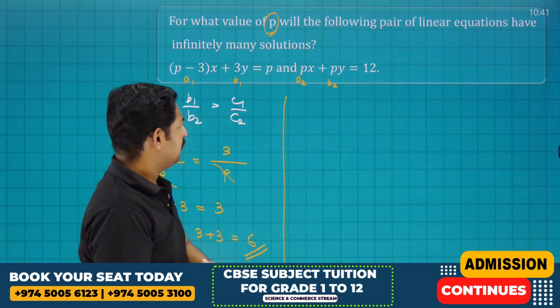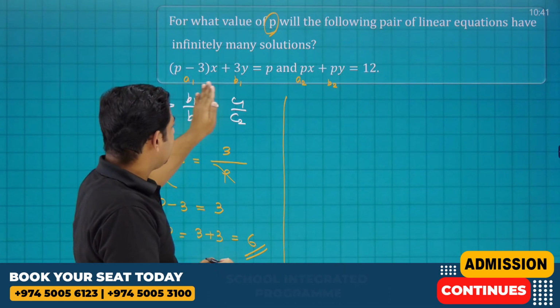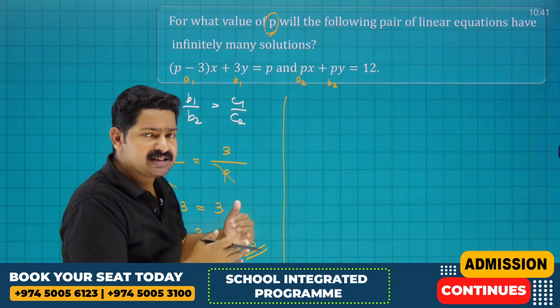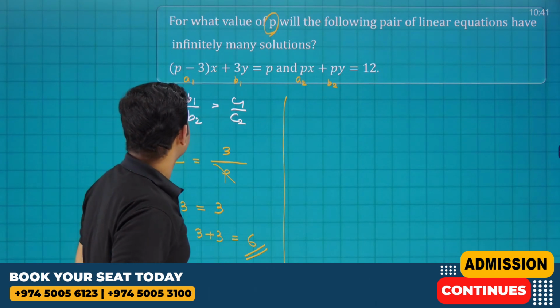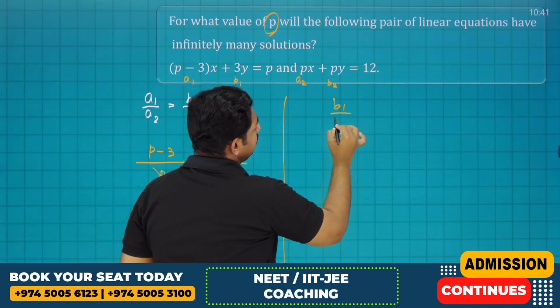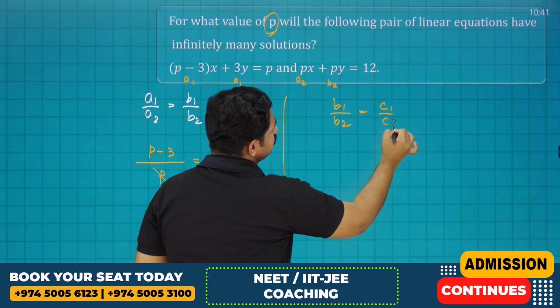Now we can just check if we equate the other two, what value you are getting, whether the same 6 you are getting. We can check just, okay. So when you are finding out, I am equating b1 by b2 is equal to c1 by c2.